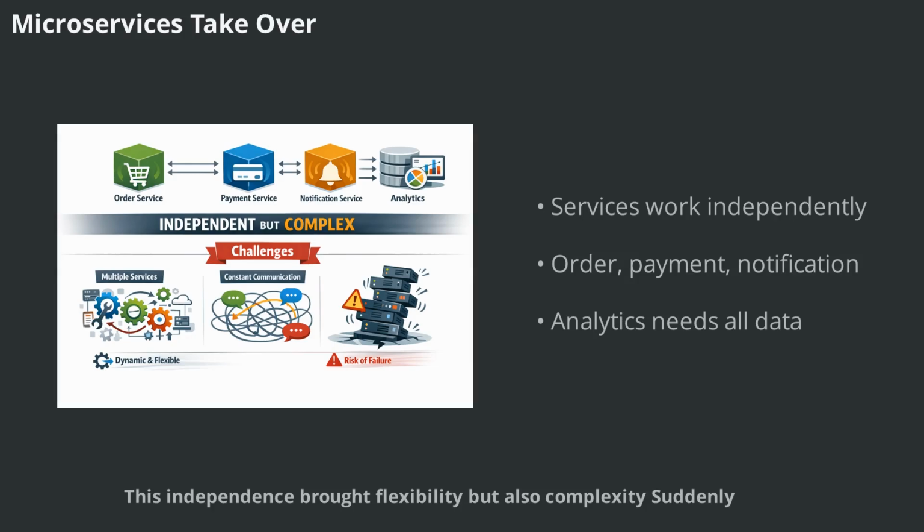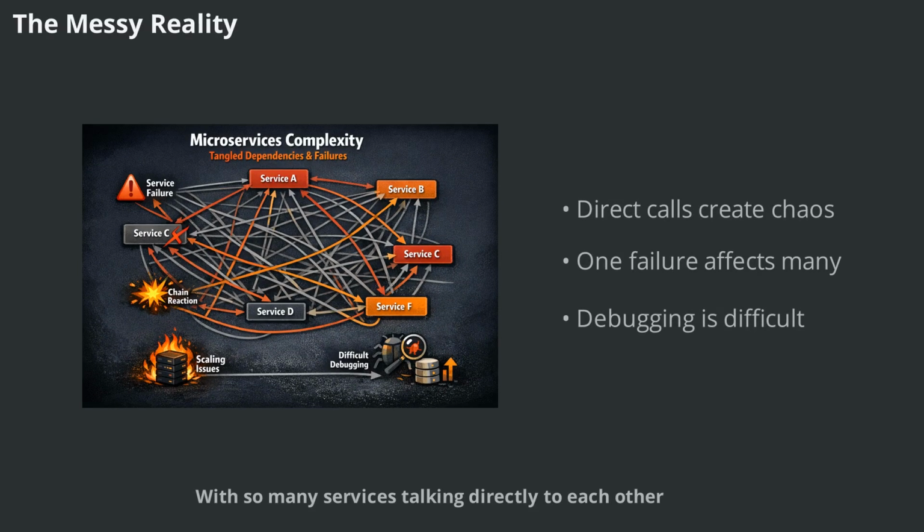This independence brought flexibility, but also complexity. Suddenly, there were many moving parts, all needing to communicate reliably and efficiently. The system became more dynamic, but also more fragile if not managed well. With so many services talking directly to each other, things can quickly get messy. Imagine if one service goes down, suddenly, half the system might be affected. Debugging these tangled connections becomes a nightmare, and scaling the system is even harder. Each new service adds more complexity, making the whole architecture fragile.